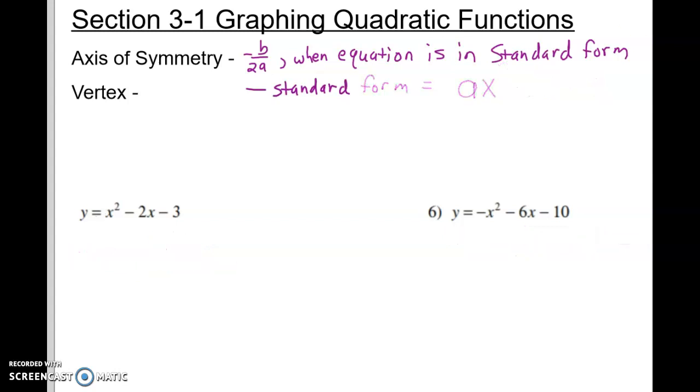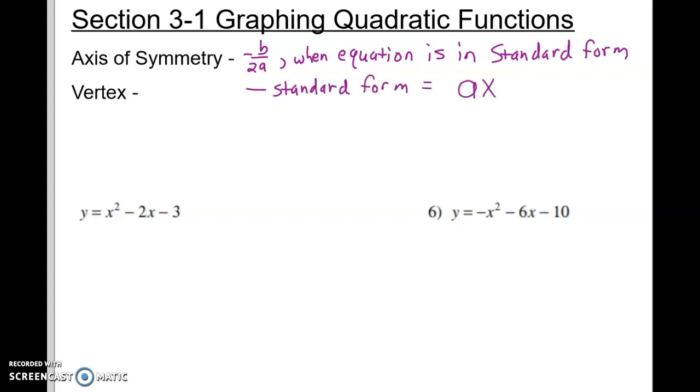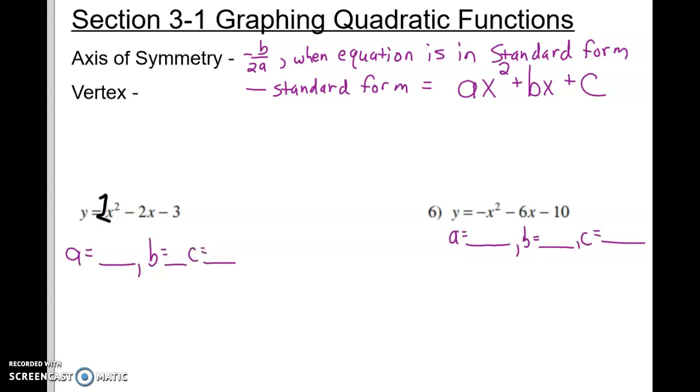So first things first, let's start with the axis of symmetry, which is a formula, negative b over 2a, when the equation is in standard form. What is standard form, you may ask? Ax squared, the quadratic term, plus bx, the linear term, plus c, the constant. So we just want to label out the a's, b's, and c's. For the first one, a is 1, b is negative 2, c is negative 3. Number 6: a is negative 1, b is negative 6, and c is negative 10.